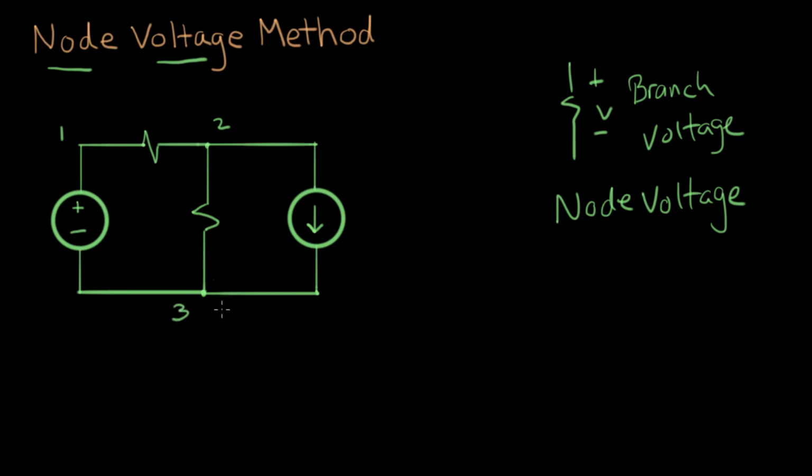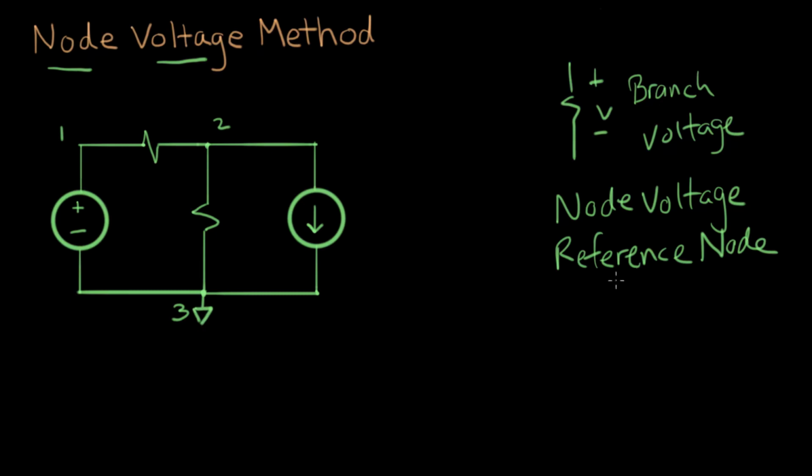To define a node voltage, the first idea we need is to define a reference node. A good choice for the reference node is usually one that's connected to the terminals of the power sources, or a node that's connected to a lot of branches, a lot of elements. And node 3 here is a good choice for a reference node. The way we mark that is with a symbol that looks like this, a ground symbol. That's called ground in this circuit.